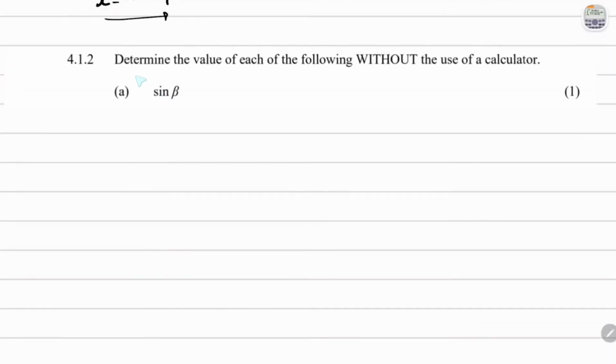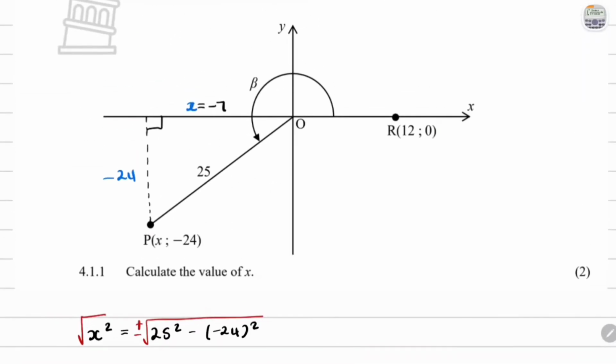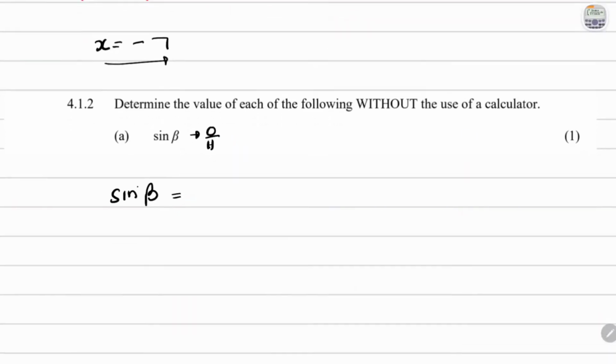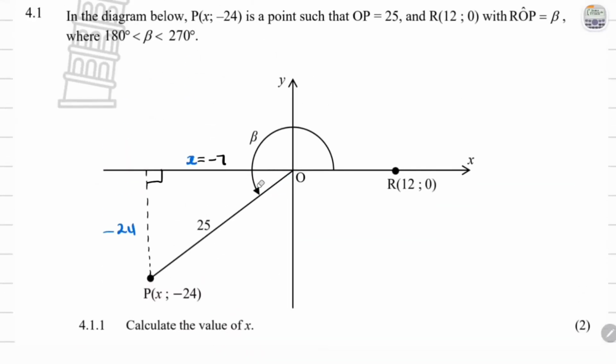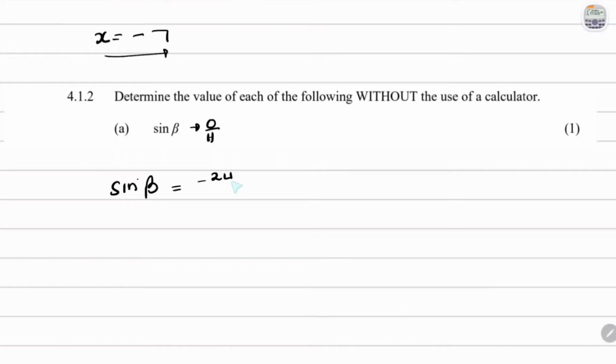So question 4.1.2 says, determine the value of each of the following without the use of a calculator. And A, we have to find sine of beta. So now that our diagram is complete, we can actually do that. Remember that sine is the opposite over the hypotenuse. So that's what we're going to look for here. So the opposite side in reference to beta, opposite is negative 24 over the hypotenuse of 25. So sine of beta is negative 24 over 25. Moving on to the next question.